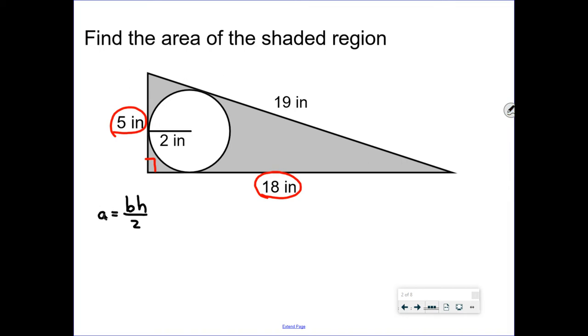So we do area equals 18 times 5 divided by 2. Okay, so area equals 90, divided by 2. So the area of the entire triangle is 45 inches squared. Now that's the entire triangle, okay? I need to find the area of the shaded portion. So imagine I took that area, 45, and I cut out that circle, okay?